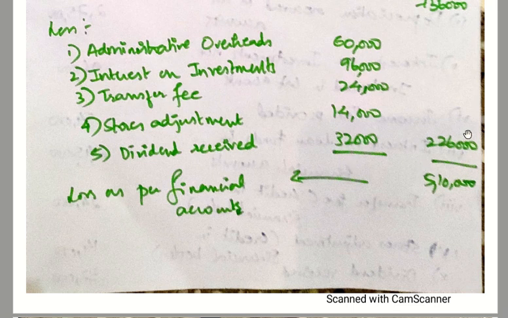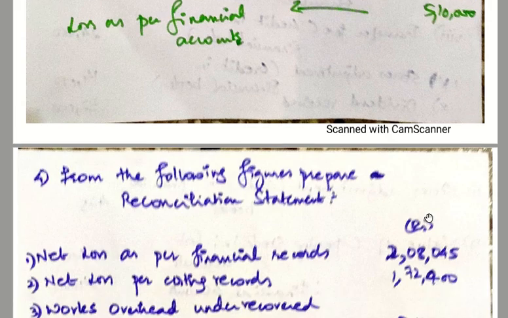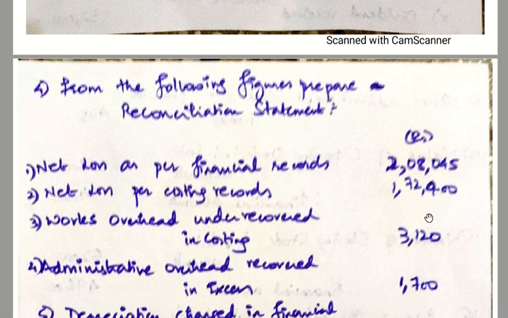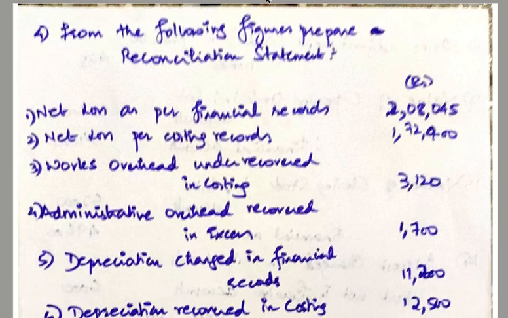So total we get 2,26,000. So when we get the resultant figure, when we minus it, we are getting 5,10,000, which is equal to the loss as per financial accounts. So moving on to the next question.